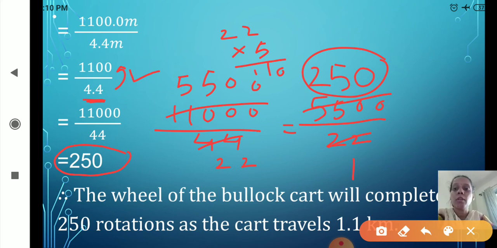So the wheel of the bullock cart will complete 250 rotations as the cart travels 1.1 kilometer. Hope you are clear with this. You will do this division in your notebook.